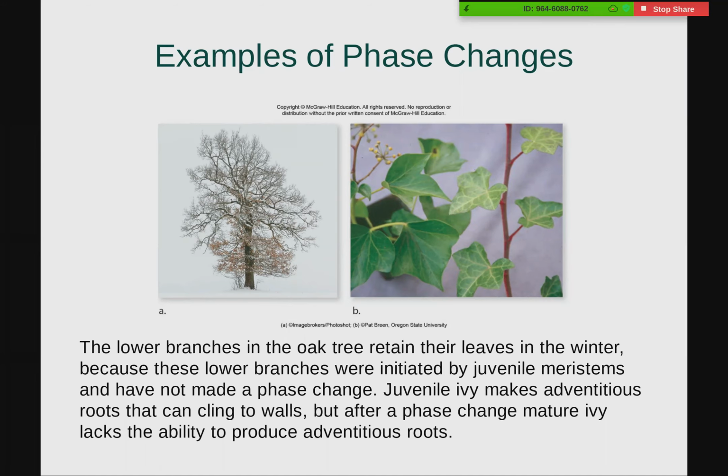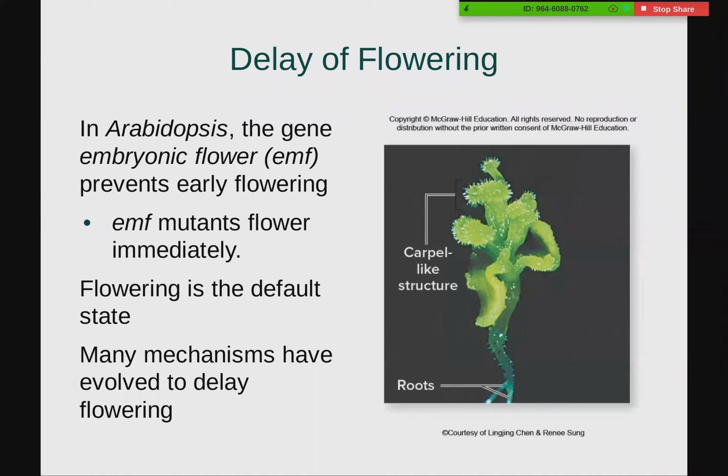So it's kind of an interesting thing with a phase change. Now, there are factors that affect the flowering here. So, for instance, in Arabidopsis, the delay of flowering is actually controlled by the EMF gene, or the embryonic flower gene. And this helps prevent early flowering. Now, we can have mutants that flower immediately. Just as a note, there's always mutants for any gene out there. So, there are mutants that flower immediately.